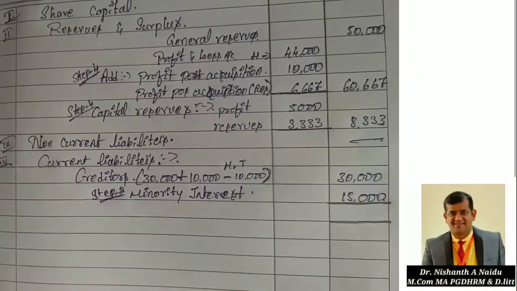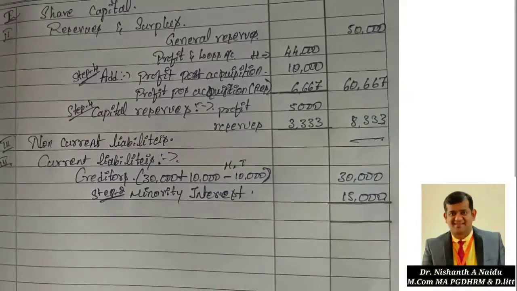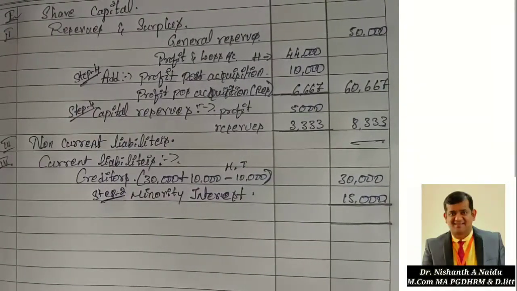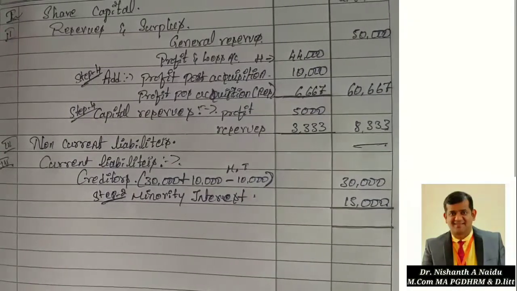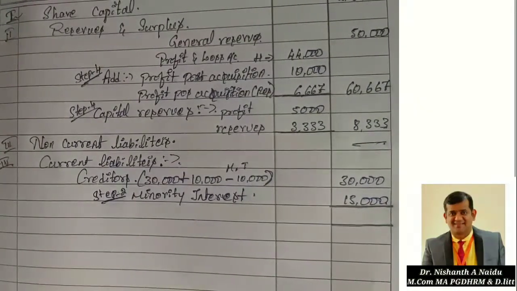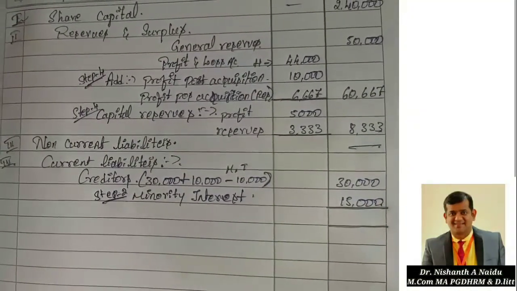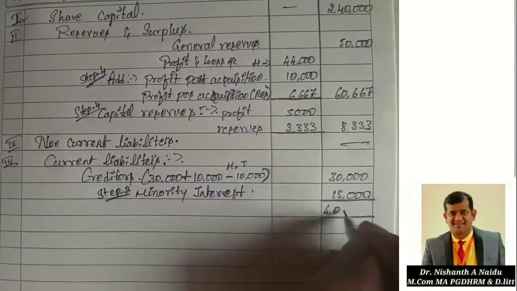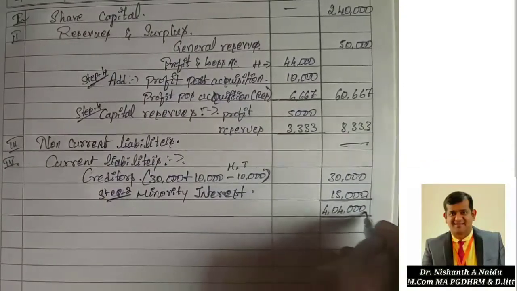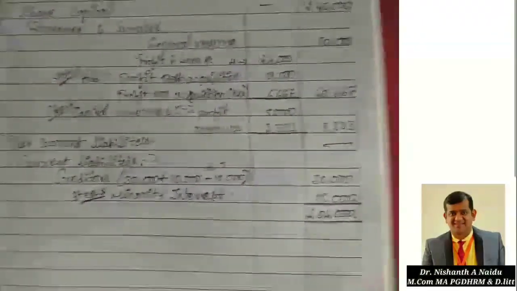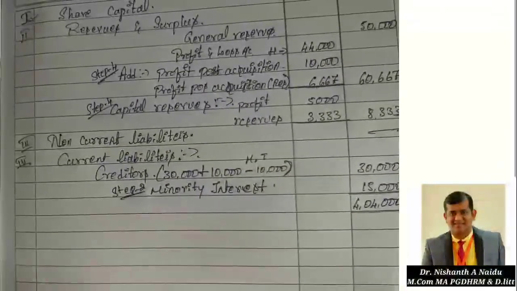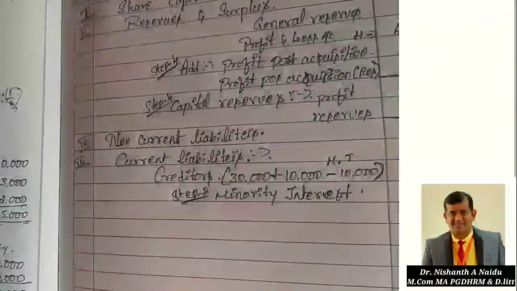2,40,000 plus 50,000 plus 60,667 plus 8,333 plus 30,000 plus 15,000. So the total I got is 4,04,000 rupees. So my total is 4,04,000 rupees. Okay, 4,04,000 rupees is the total which I got. So next, shall we move further?